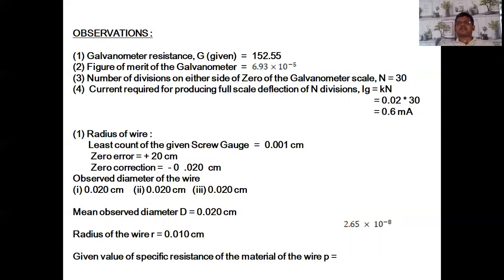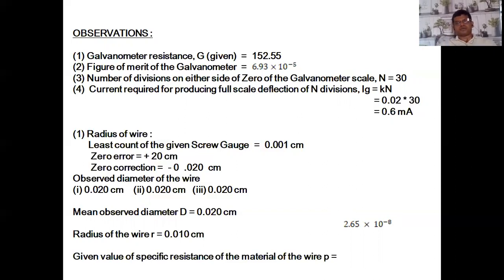So Ig we calculate directly with the help of the galvanometer values. The first value, 0.02, is written on the galvanometer on this screen, and 30 is the maximum division. So we directly multiply 0.02 by 30, and we find the answer here: 0.6 millimeter.